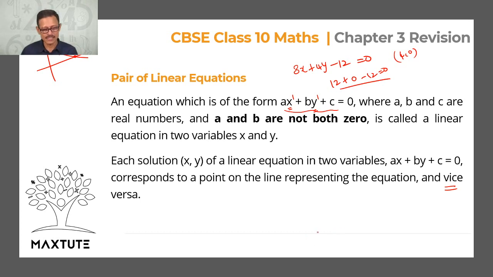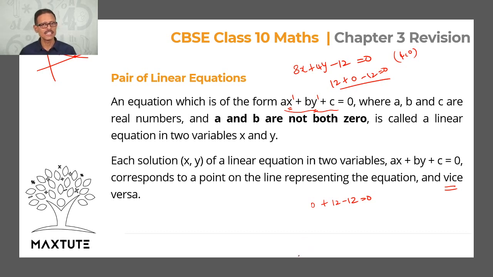Let me try one more. Let me go with (0, 3). 3 times 0 is 0, plus 4 times 3 is 12, minus 12 equals 0. So (0, 3) is another solution to it. There could be one more solution here, one more solution here. Any point on this line is going to be a solution to this equation. Any solution to this equation is going to be a point on the line.